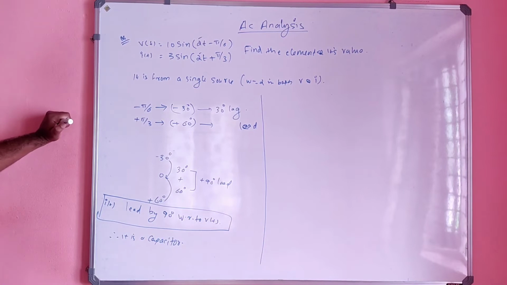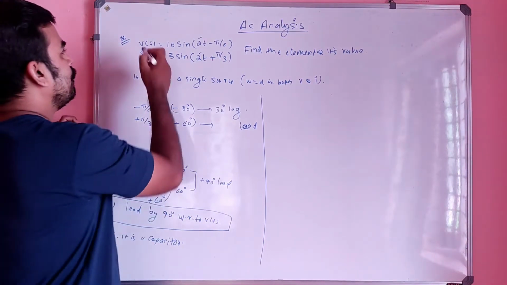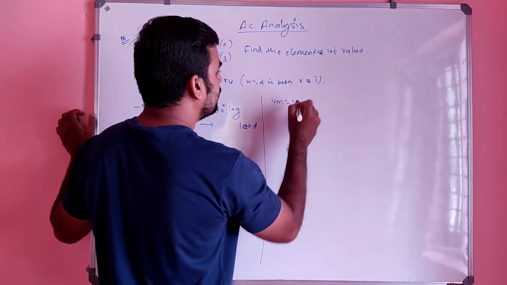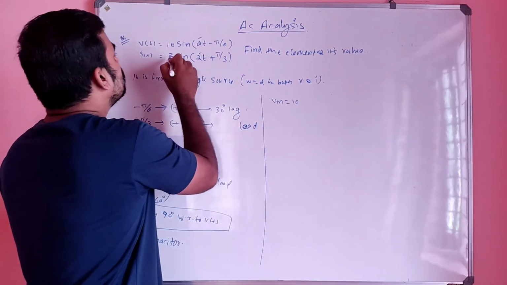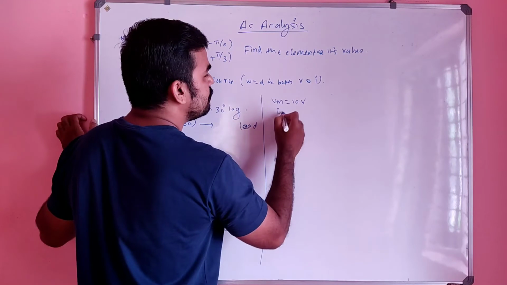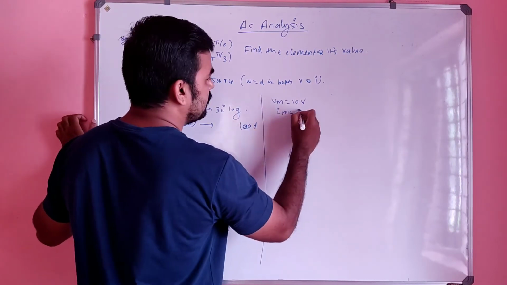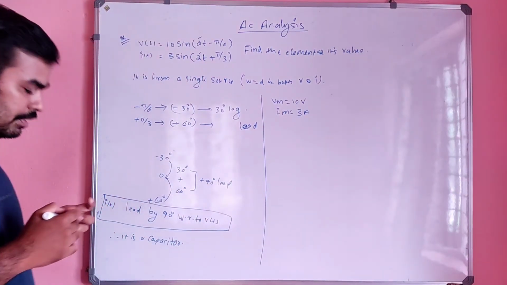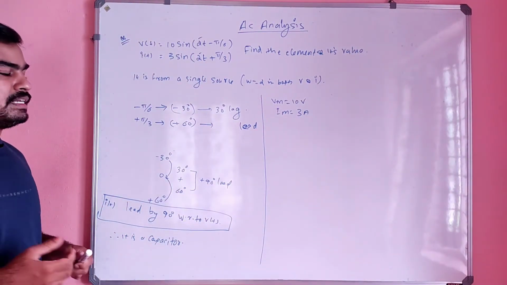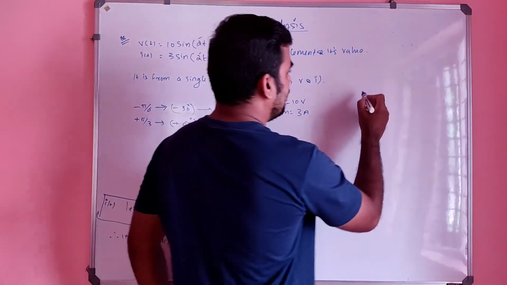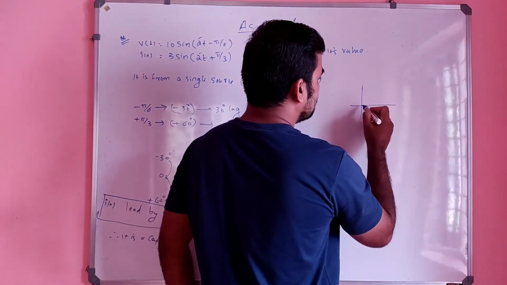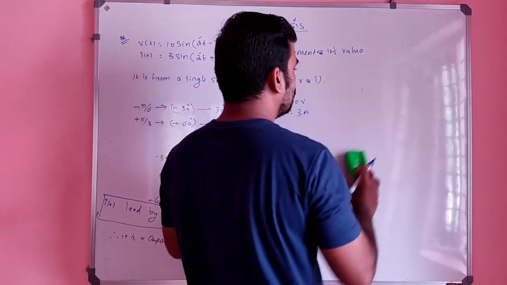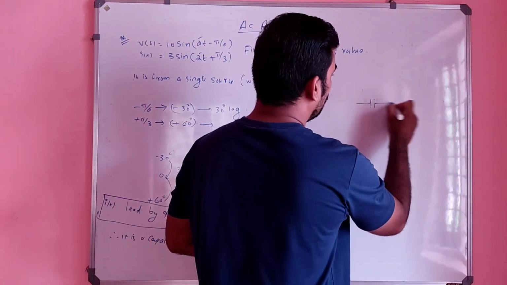See, we have V equal to Vm, so I can write Vm equal to 10 volt. I is equal to Im, and that Im is nothing but 3 ampere. Suppose this is passing through a capacitor. Suppose this is my capacitor. You have to imagine all these things.